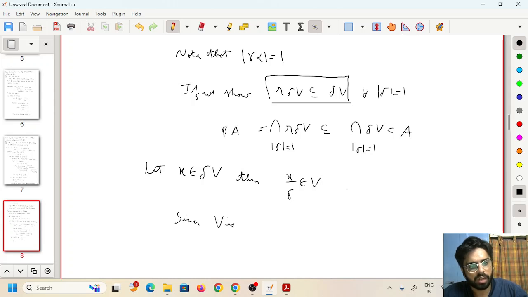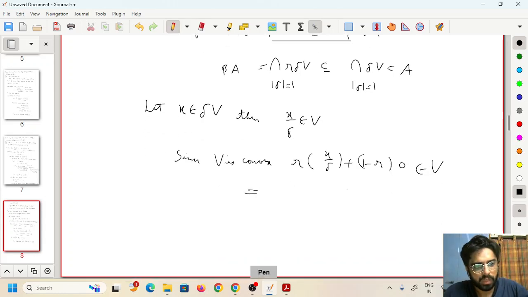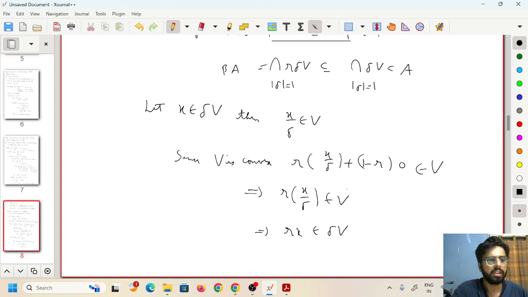Now, since V is convex, r times x by delta plus (1 minus r) times 0 belongs to V, right? 0 already belongs to V, it's a neighborhood of 0, and r is a number between 0 and 1. So by convexity of V, r times x by delta plus (1 minus r) times 0 belongs to V. This implies r times x by delta belongs to V. This implies rx belongs to delta V, right?